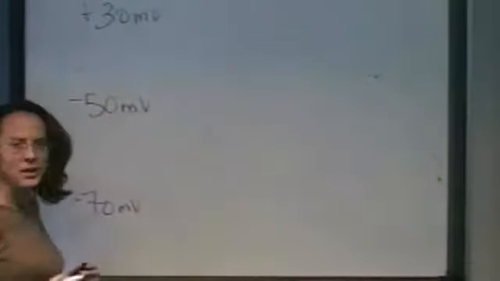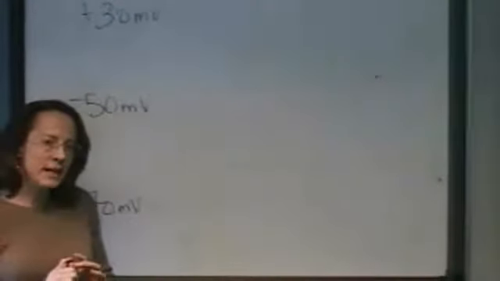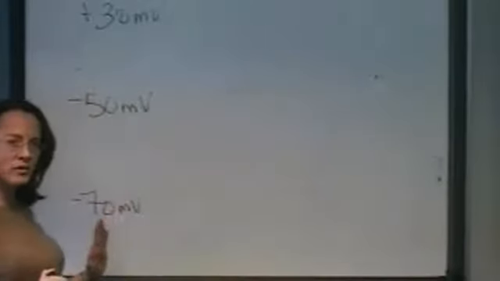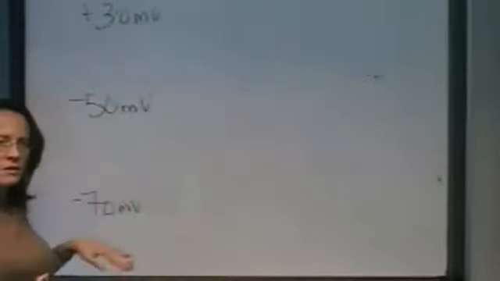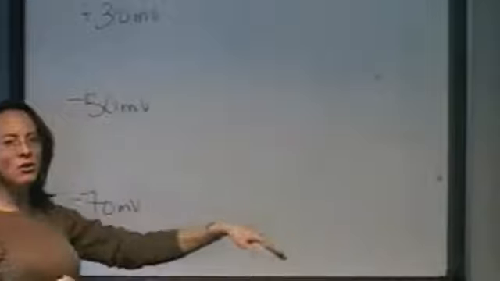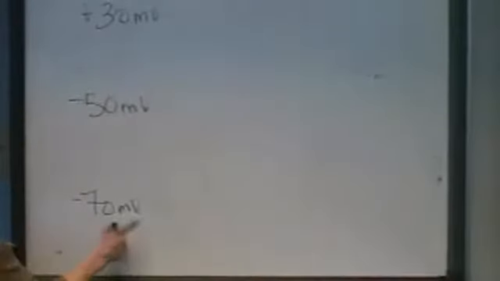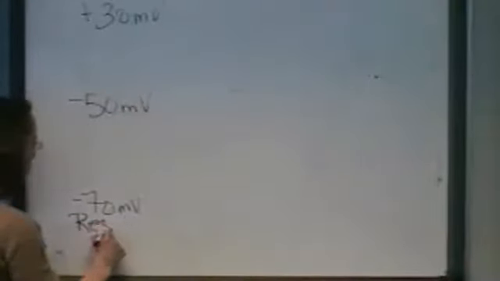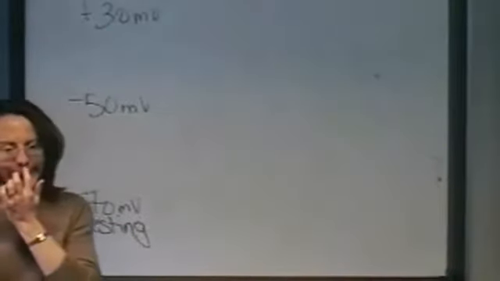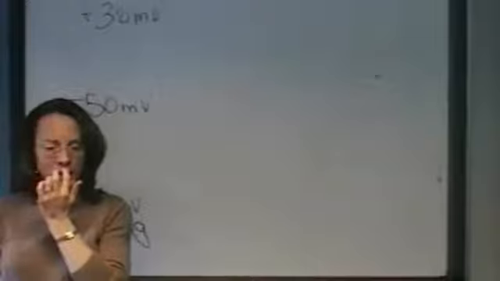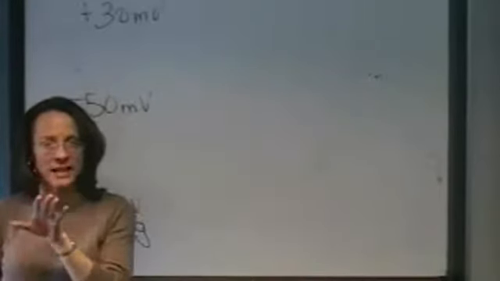-70 millivolts, -50 millivolts, +30 millivolts. Okay. What these stand for, so this is going to be our voltage, this is going to be time. On our graph, we're going to create a graph here. -70 is resting, resting membrane potential.